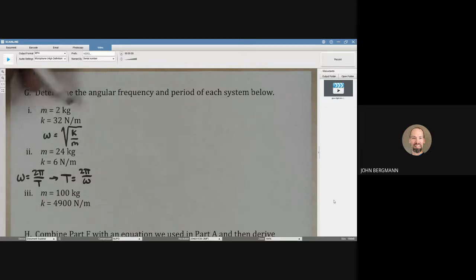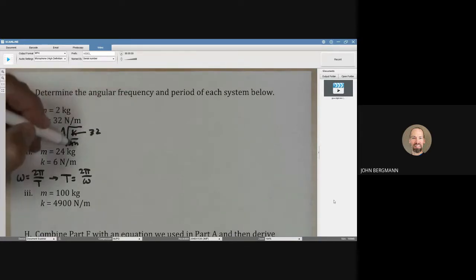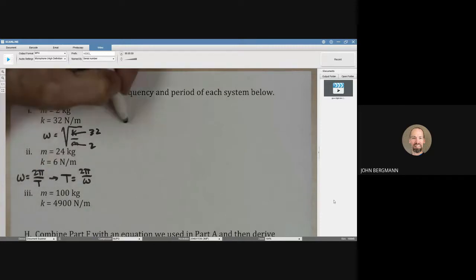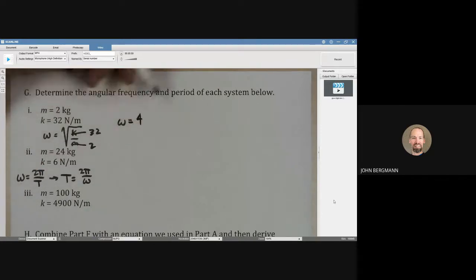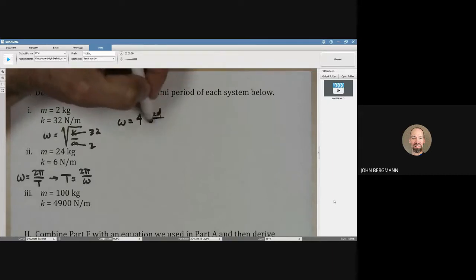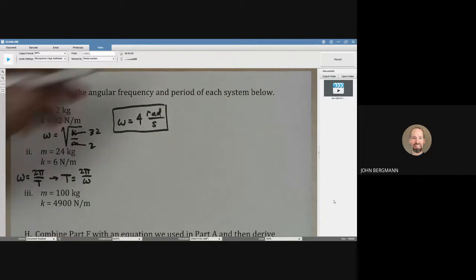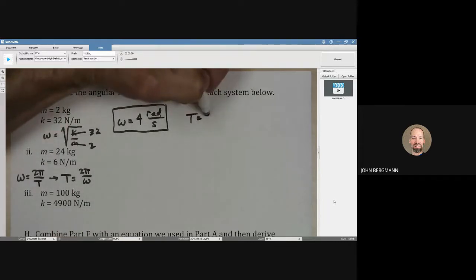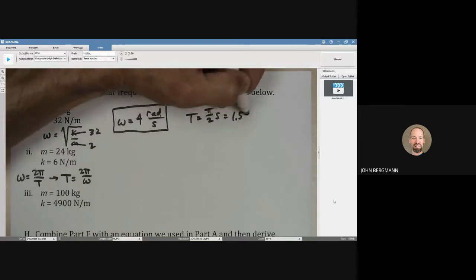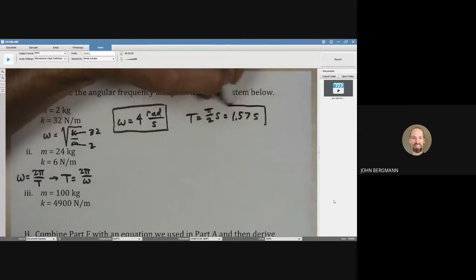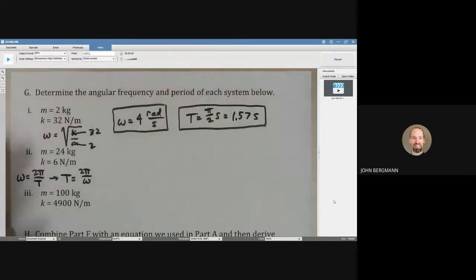All right, can we do this in our head? k is 32. Let's look at the units. Newtons per meter and kilograms. Those look good. So if this is 32 and this is 2, that's 16. Square root of 16. So omega, in this case, is going to be 4. What's the unit for angular frequency? Radians per second. And then if we put a 4 right in here, that's going to be pi over 2. You could leave it as pi over 2 seconds if you wanted, that would be fine. Or if you want to change it into a decimal, it's about 1.57 seconds. But we need to put the seconds unit on there.